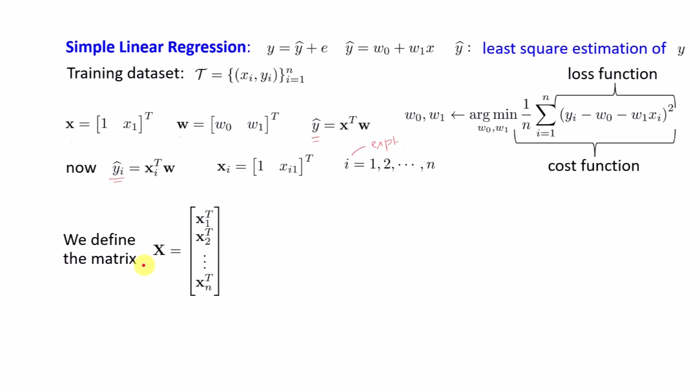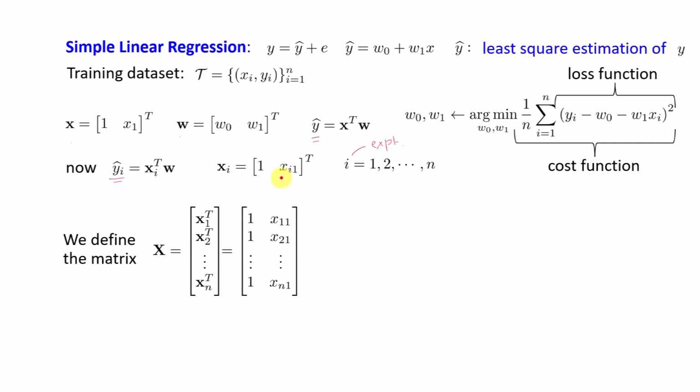Now we define a matrix. In this matrix, each of the rows are x1 transpose, x2 transpose, up to xn transpose, and xi transpose is one row vector. So I can write this as 1 x11, 1 x21, etc., 1 xn1. Because xi is a column vector, xi transpose will be simply 1 xi1.